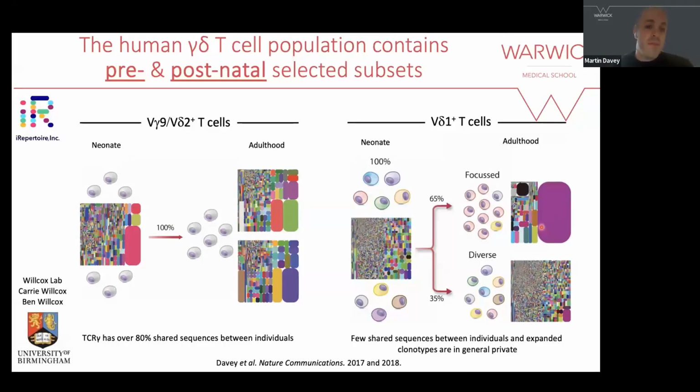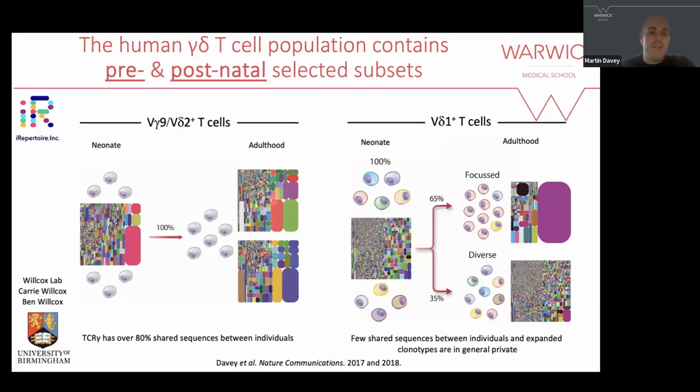So one of the things we looked at was this subdivision of gamma delta. We looked at these V delta 2s, but also the V delta 1s, and split them apart. And we looked at two distinct time points in human development, one being neonatal. So this would be from cord blood, one of the first points of neonatal life. And also in adults, so this would have been between 20 and 30 years old.